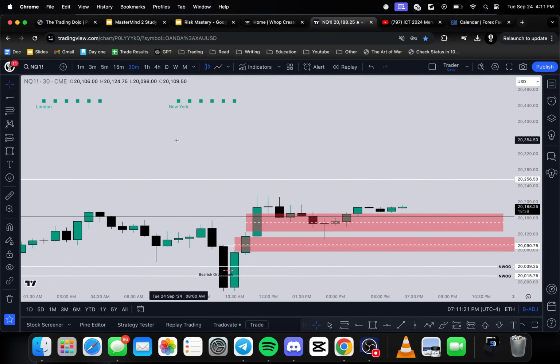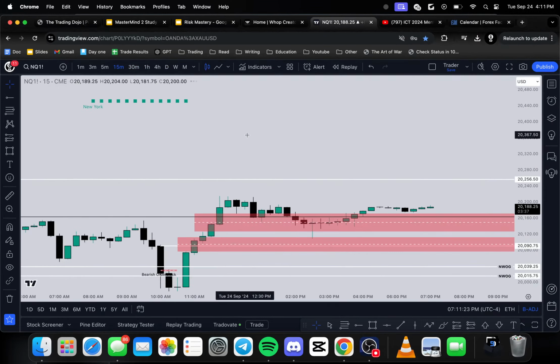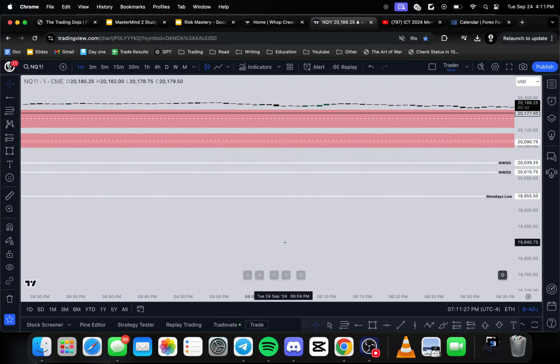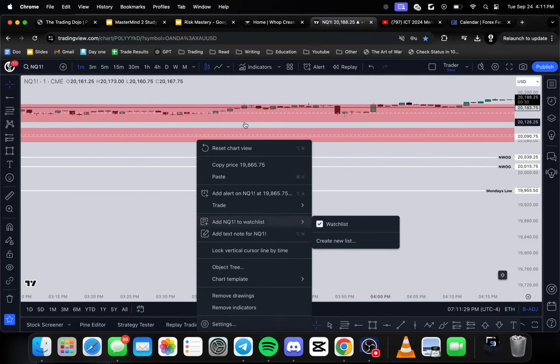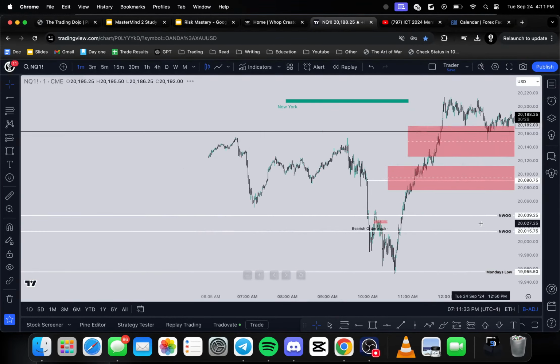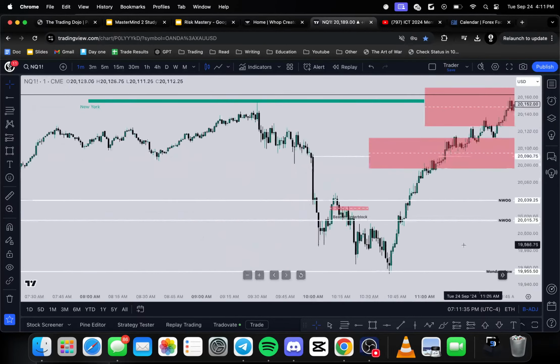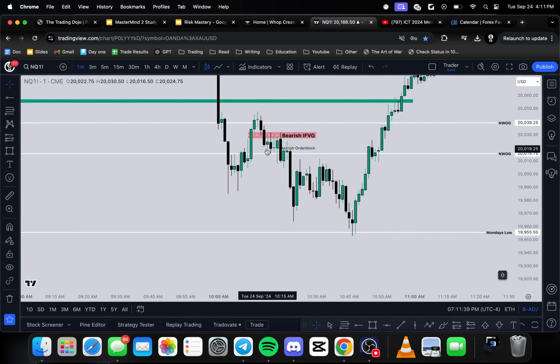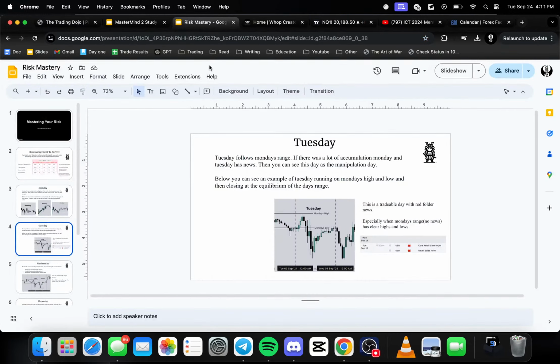And inside of the lower time frame, you can see what we're looking at here. 1 minute time frame. You can see that the reason why it didn't start running up here once it traded below the new week opening gap for the first time is because its target wasn't yet hit. The target wasn't just the new week opening gap, but it was also Monday's liquidity.